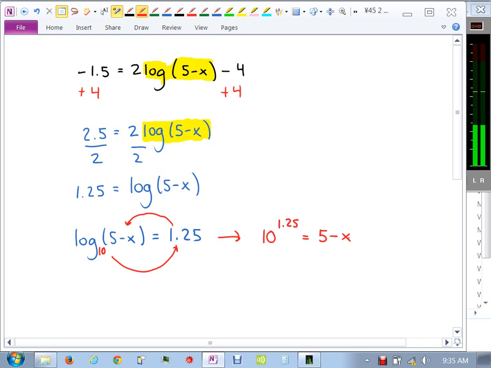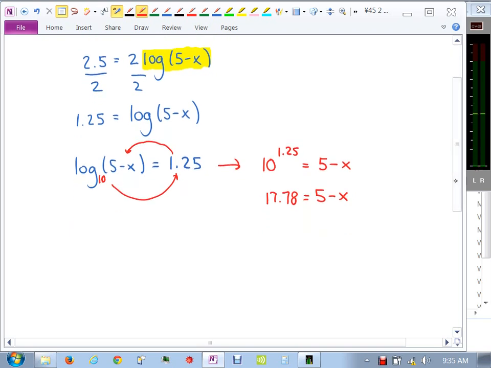So on your calculator, 10 raised to the 1.25, 17.78. Is that okay? I'm rounding to 2 decimal places now. Equals 5 minus x. Now I'm trying to get x by itself, so let me subtract 5 on both sides. So that gives me 12.78, not 75, equals negative x, right? And then multiply or divide by negative 1. Negative 12.78 equals x.